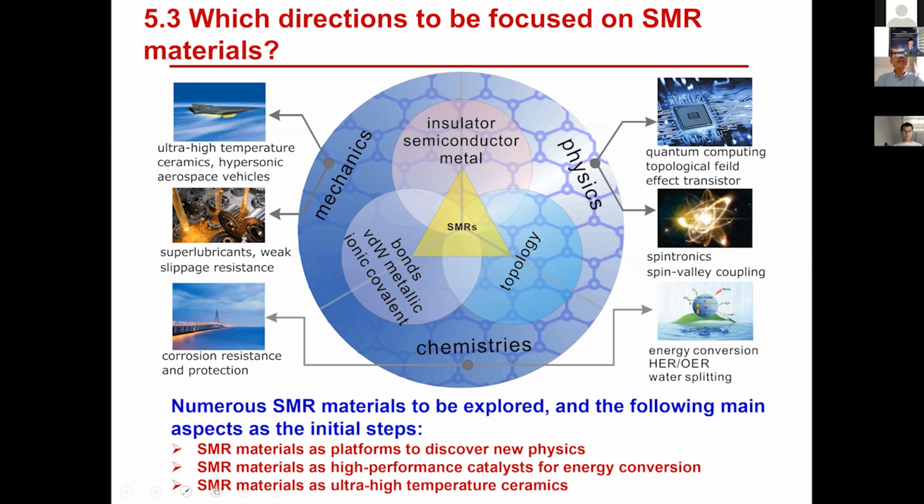The third one: because six-member ring materials basically have strong covalent bonding, many of these materials, like zirconium boride, hafnium boride, and so on, have very good high temperature properties, and therefore this family of materials can be very good ultra high temperature ceramics. Now we are going to develop these as well in our laboratory.